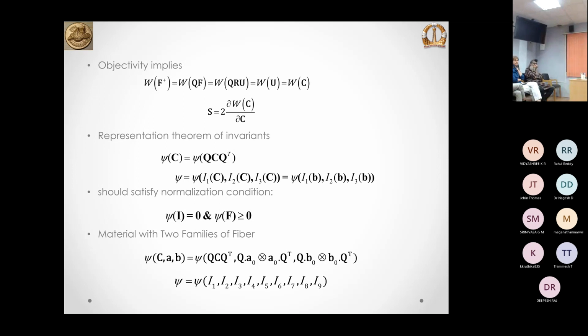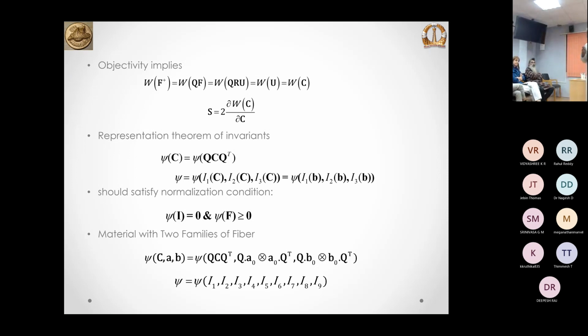So with the representation theorem of invariance, what it says is if you rotate the strain energy, the C, and if they are the same, then you can express the strain energy in terms of invariants of C. So we are going to use all these concepts now. Actually, that's why I want to present some basic theory. And it should satisfy the normalization condition, that is the strain energy in the initial undeformed state, when F is I, should be 0. And when F is there, it should be greater than 0.